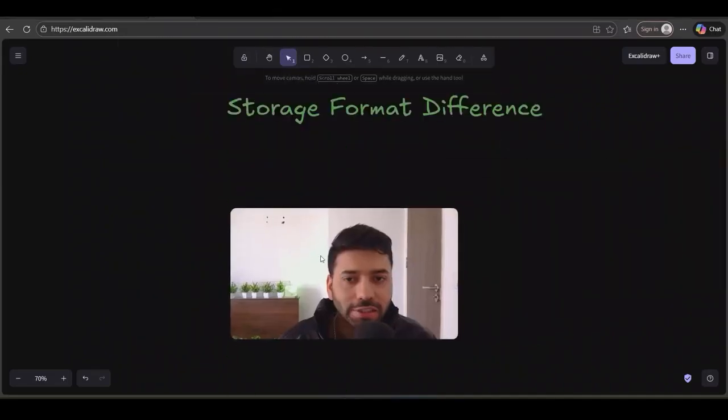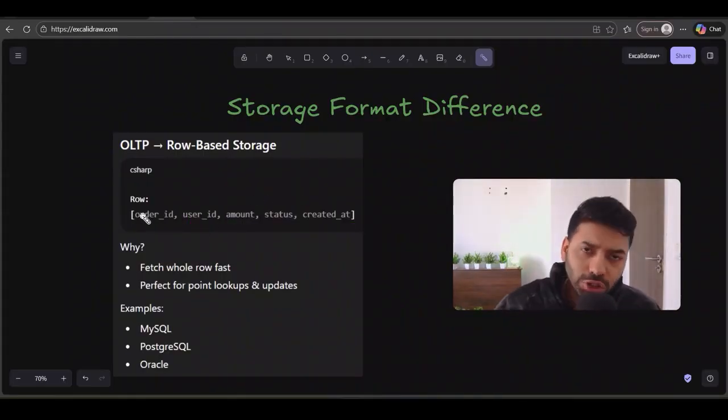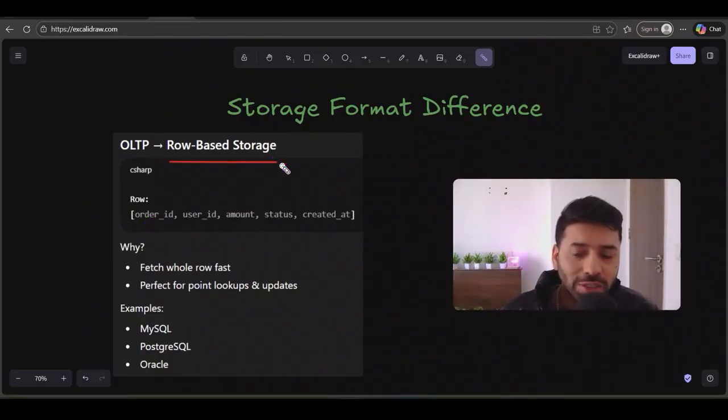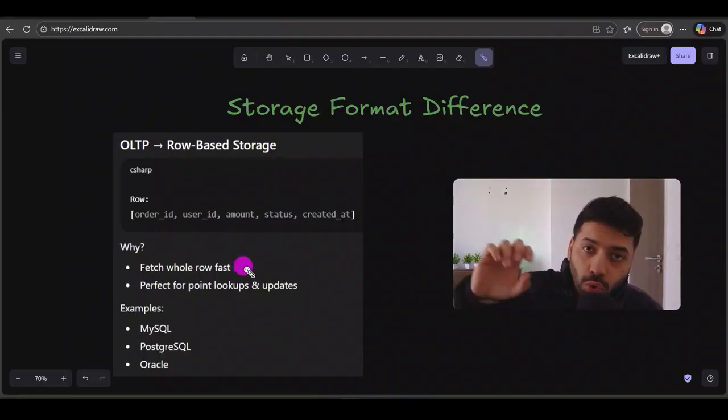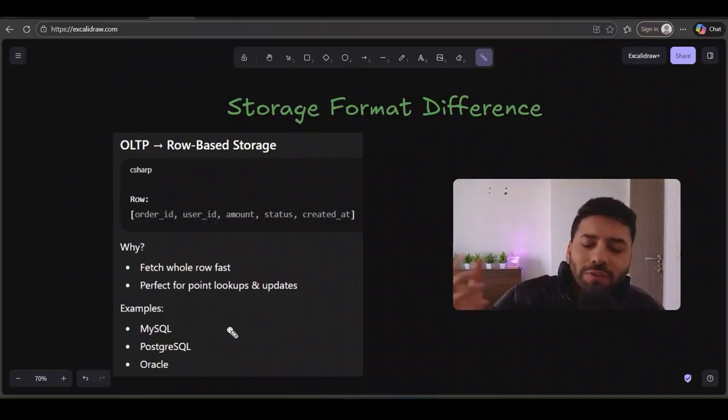Now let's see the differences in storage format. So when we talk about OLTP, we have row based storage in it. For example, in your row you have the order ID, user ID, amount, status, created at, just like we saw in SQL or NoSQL, right? So when you fetch a row, you get all the data corresponding to that row, right? And why do we have row based storage? Because through this you'll fetch the whole row data fast, and it is perfect for point lookups and updates. Examples are MySQL, Postgres, Oracle SQL, or even some of the NoSQL databases. They can be used as OLTP.